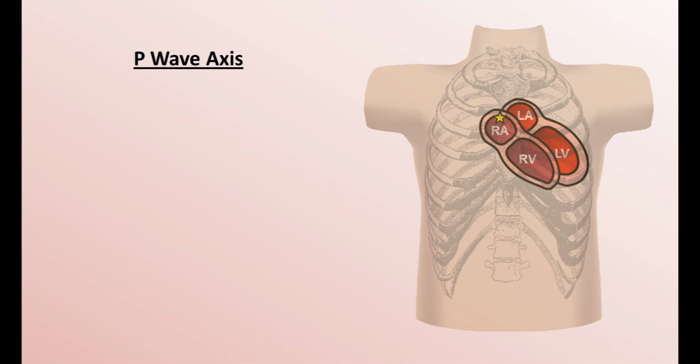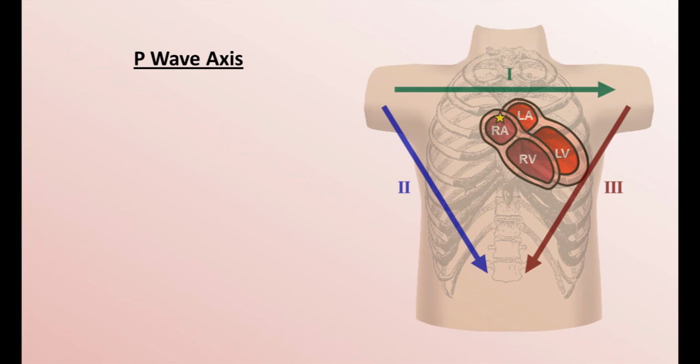Finally, let's now overlay Einthoven's triangle with its classic three bipolar leads. Lead 1 measures the potential difference between the right arm and left arm. Lead 2 measures the difference between the right arm and left foot. And lead 3 between the left arm and left foot.